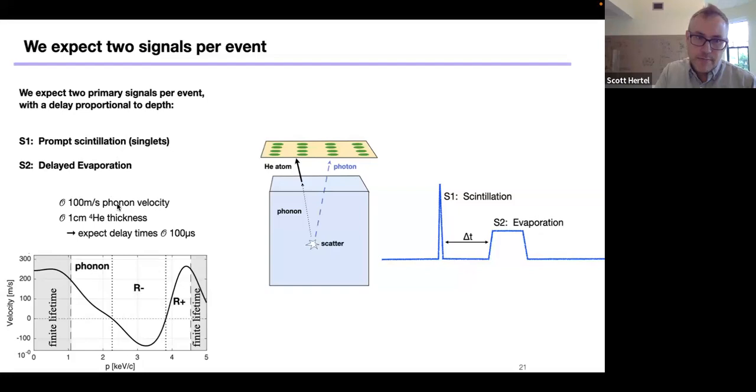It's roughly 100 meter per second phonon velocity or roton velocity. And so if you have a centimeter scale target, you expect a delay of order 100 microseconds between these 2 signals. I've started calling them S1 and S2. That's a little bit of jargon, sorry.